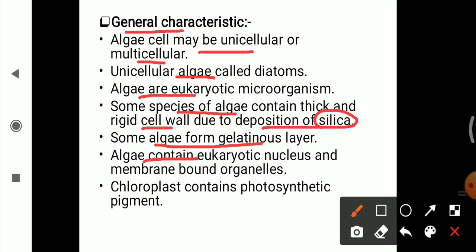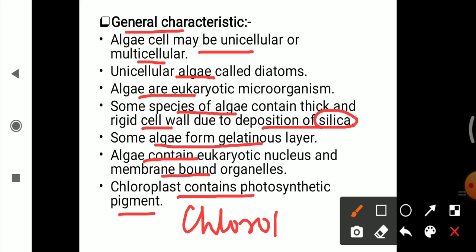Algae contain a eukaryotic nucleus and membrane bound organelles. These are characteristics of eukaryotic organisms. Here the organelles are such as chloroplast. Algae contain chloroplast, and chloroplast contains photosynthetic pigments such as chlorophyll. That's why we say algae are photoautotrophic, and due to this they prepare their own food with the help of sunlight.